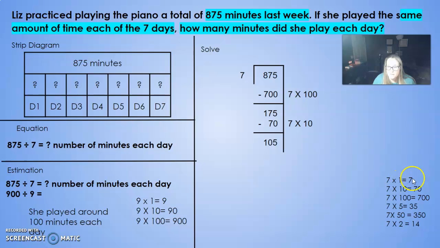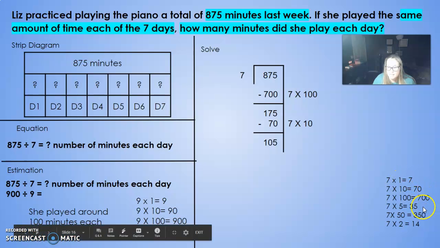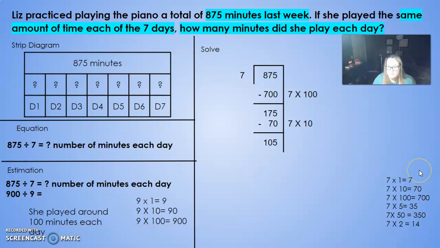Again, I'm going to come over here, looking at my answers. Which one is closest to 105? That's right. If you said 70, you are correct. So remember, the way I made 70 is 7 times 10. So I'm going to subtract. Now, I could break this apart into expanded form if I needed to, but I'm going to use what I know about rounding. 105 is pretty close to 100.